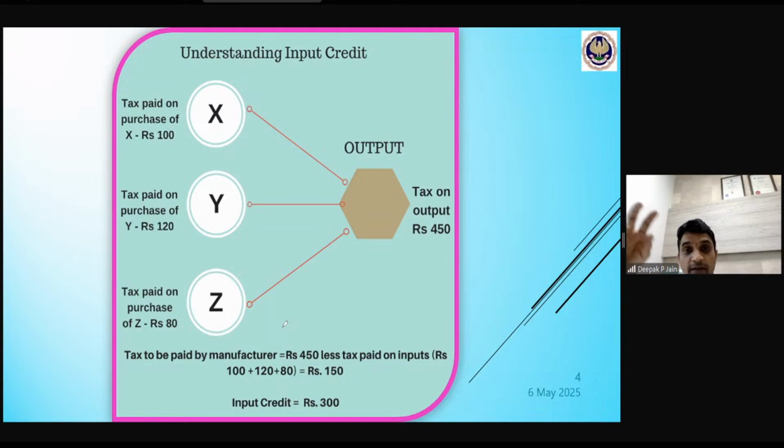What I said in the previous slide: if output minus input gives a negative value, okay, it means it is an input credit balance. The input credit ledger balance of rupees 50 can be utilized for any output tax payable for the next month. Correct.